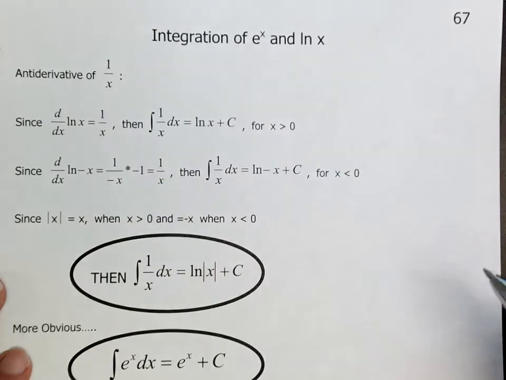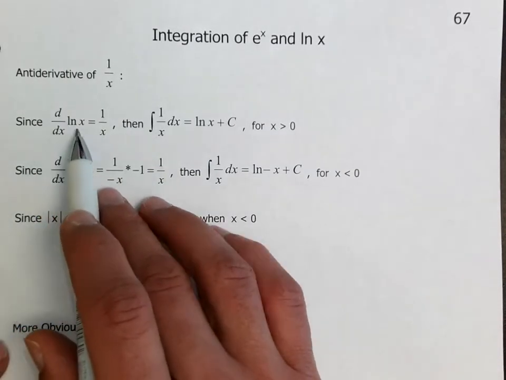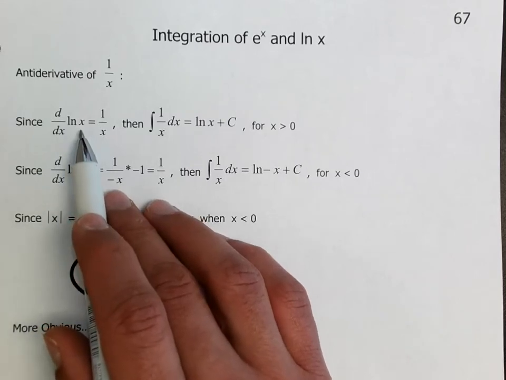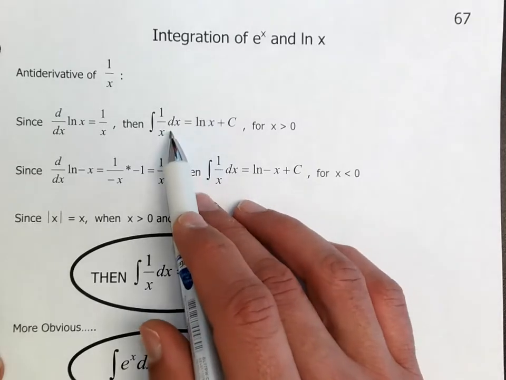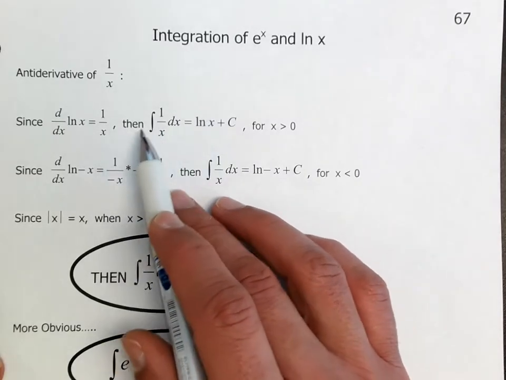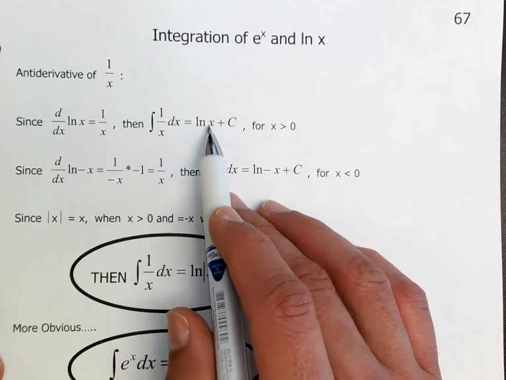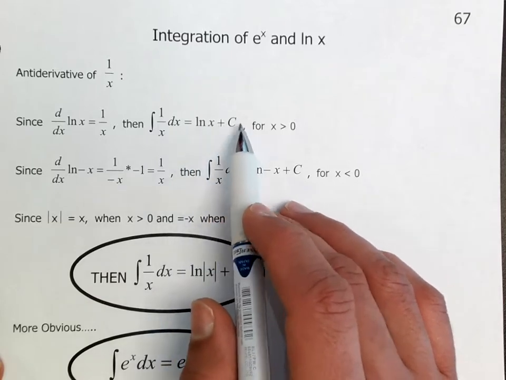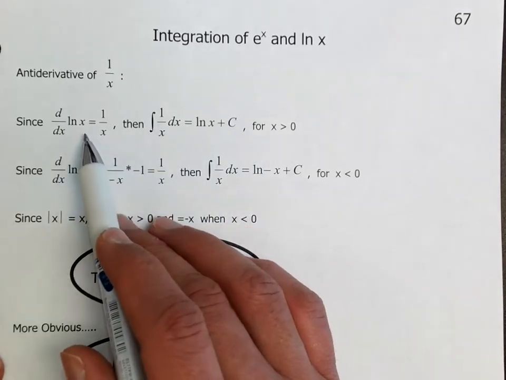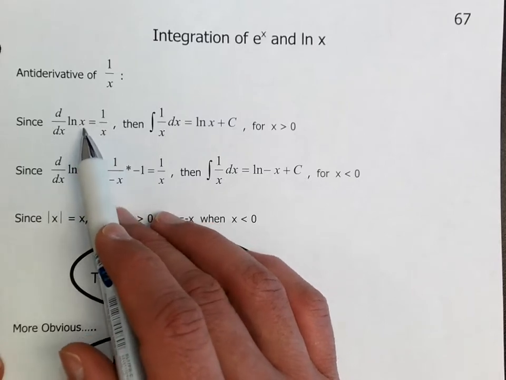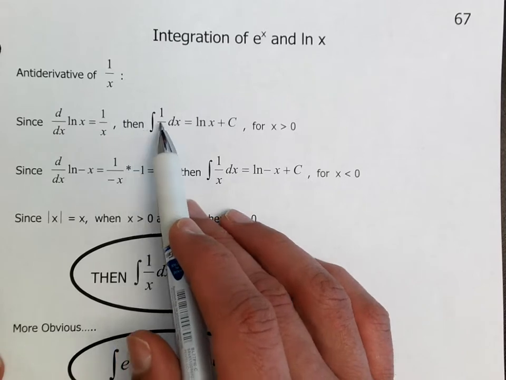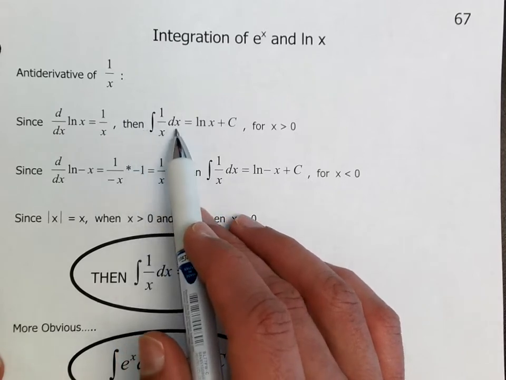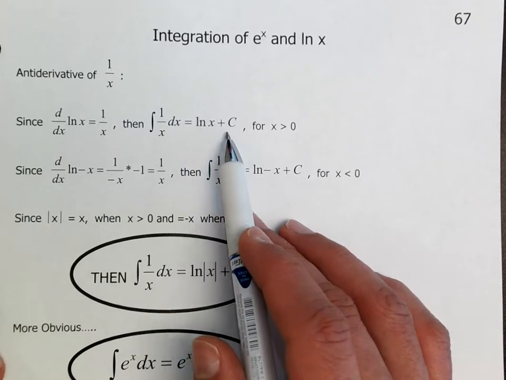Okay, well, to answer that, we can think about it backwards. The derivative of the natural log of x, as you well know, is 1 over x. And if that's so, then the antiderivative of 1 over x has to be the natural log of x plus c. Again, if the derivative of natural log of x is 1 over x, then the antiderivative of 1 over x dx is going to be the natural log of x plus c.